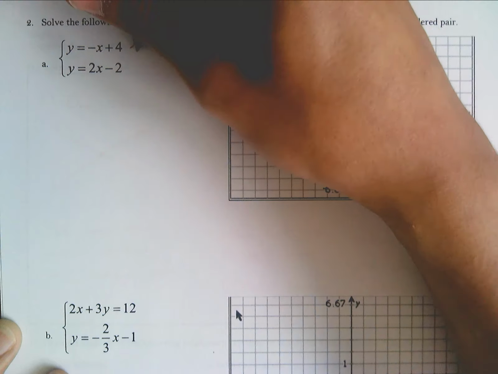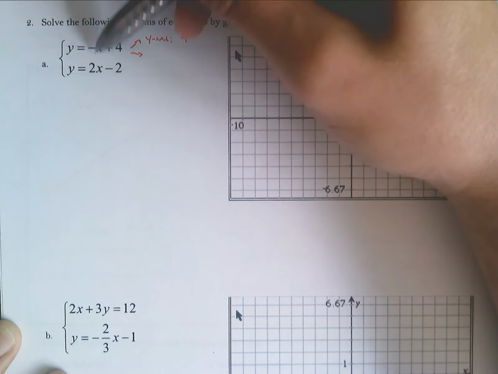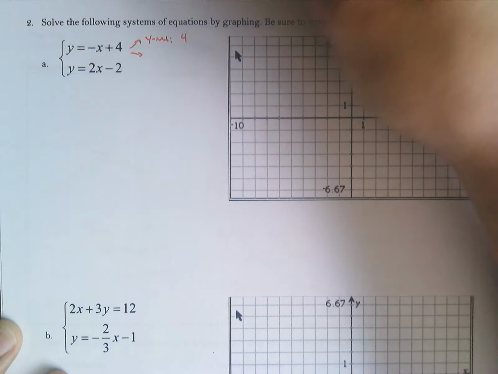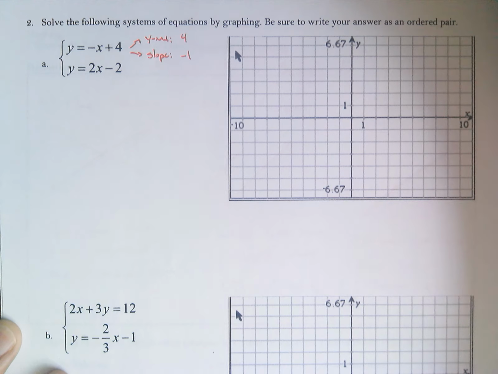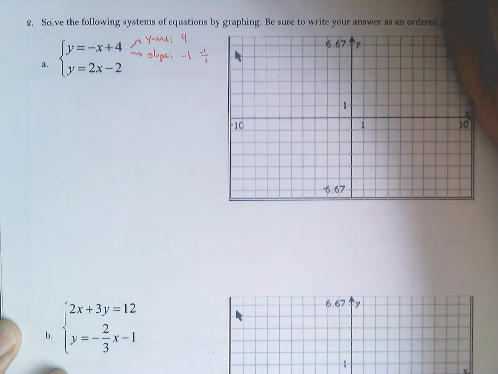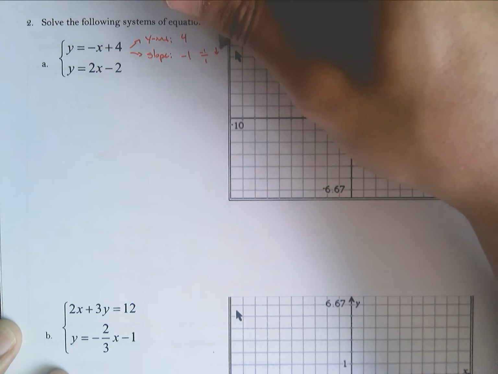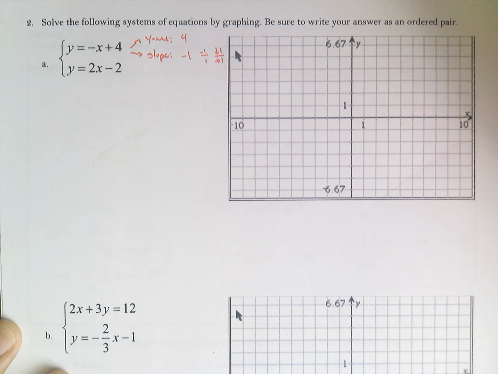Our slope, that's always the number right in front of x in slope-intercept form. So the number in front of x, well, we just have a negative sign. We can assume that our slope is negative 1. As a fraction, that would be negative 1 over 1, which tells us on our graph we're going to go down 1 and right 1. So let's go ahead and plot that.